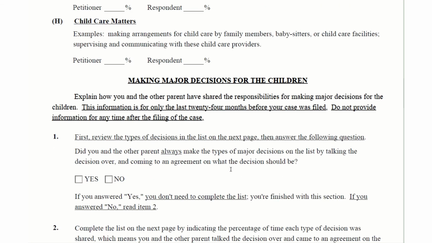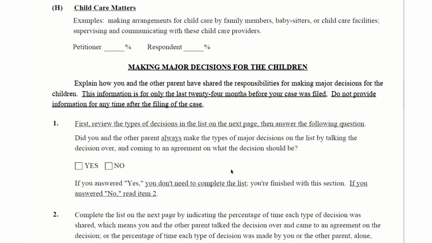The next set of questions on page 2 asks about how the parents made major decisions for kids, especially over the last 24 months before the case was filed. So for question 1, it basically asks, from when the parents were making decisions about where the kids will go to school or who their doctor is or what healthcare needs they might need met, if they spoke about those decisions together and came to a conclusion and an agreement, then you would mark yes, they always made those decisions together, those major decisions, and talked it over and came to an agreement.